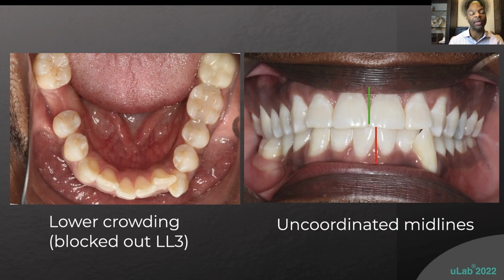When I look at the lower, we start to see there's a lot more going on, and so this lower left 3 is essentially blocked out of the arch. And then we also have some other crowding going on between the lower incisors as well. And because of the blocked out canine, you can see that the midlines are not coordinated because things have kind of shifted over to the left because of that blocked out lower left 3.